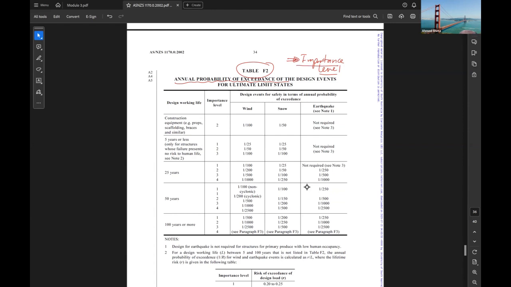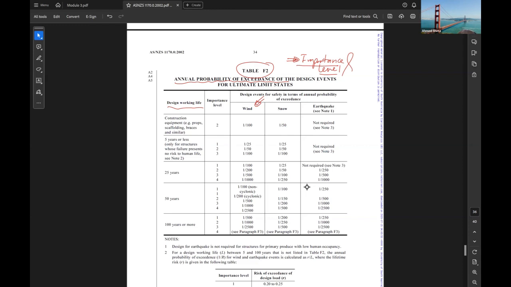Okay, so if we look here, how to use this table. What we are designing for is wind, so we are looking at this column, where here is the importance level. We need another piece of information to get into this table. The other information is the design working life for the building.